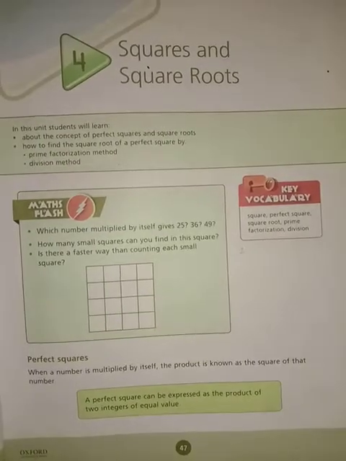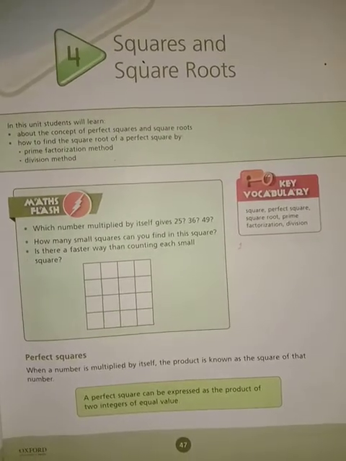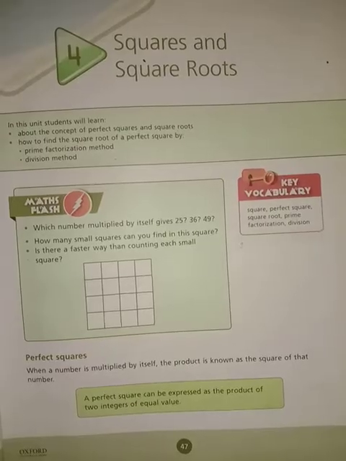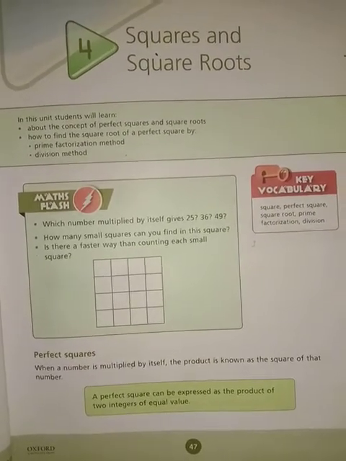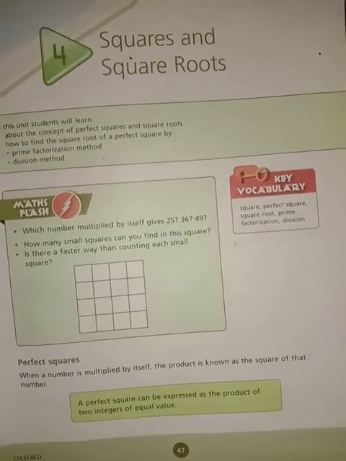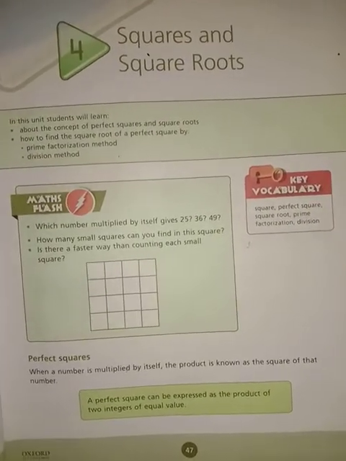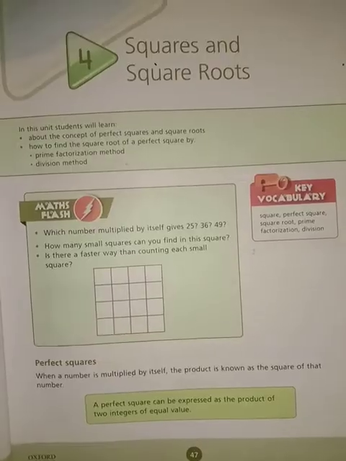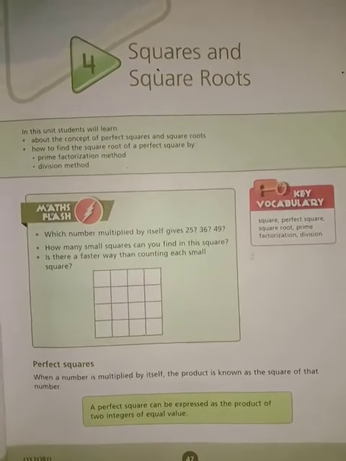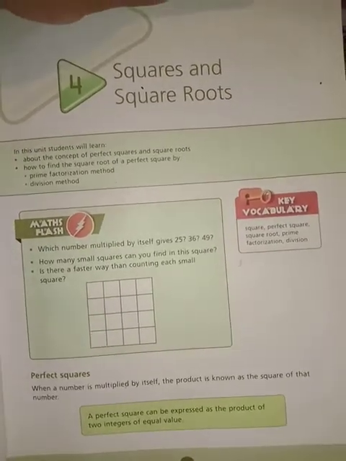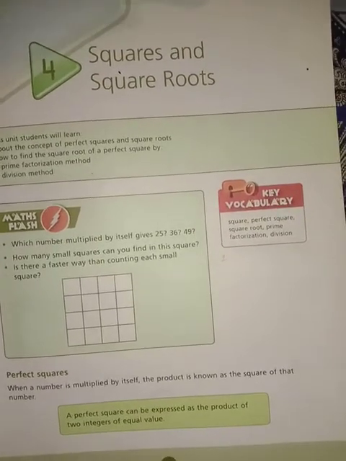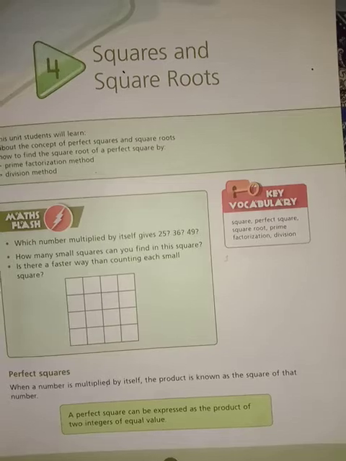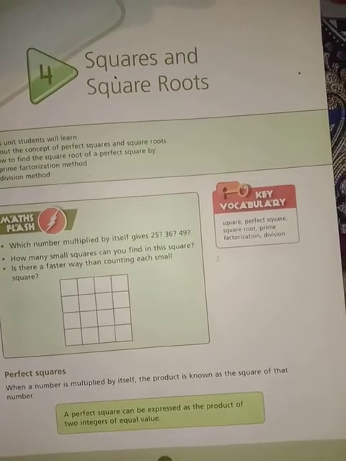We are moving towards our unit number 4, which is squares and square root. What is a square? Actually, a square is a shape which has 4 equal sides and 4 corners. But as the other concept, a square comes whenever a number multiplies with itself, then it will give the square of that number.